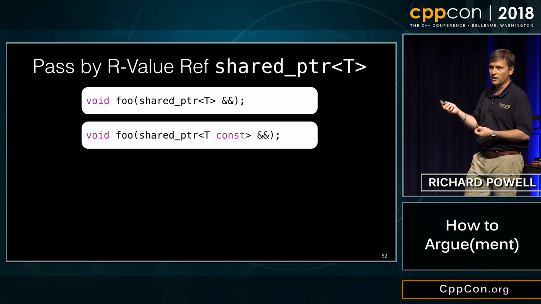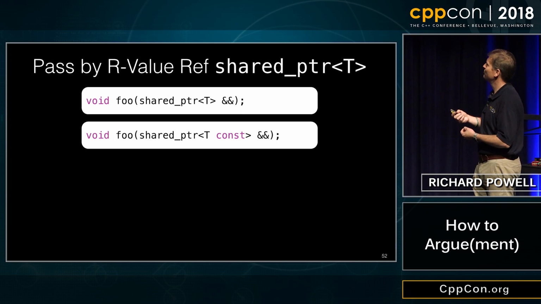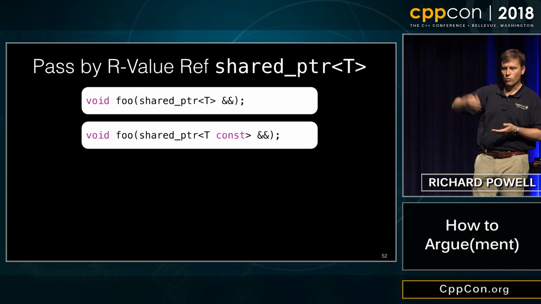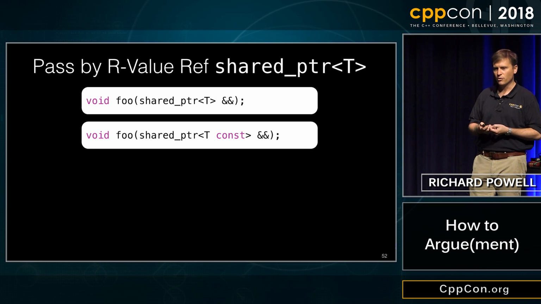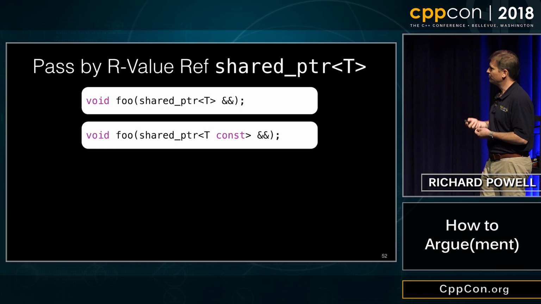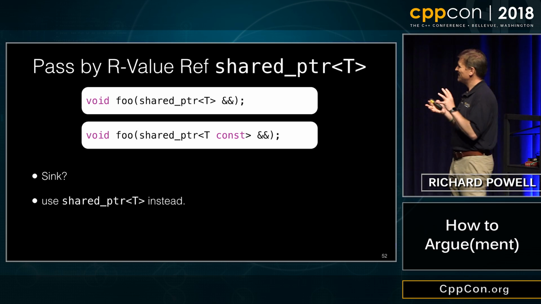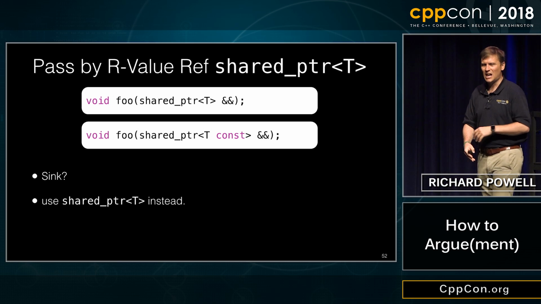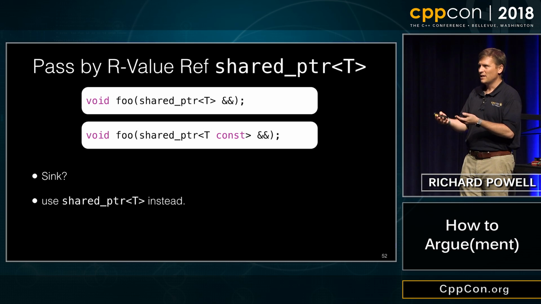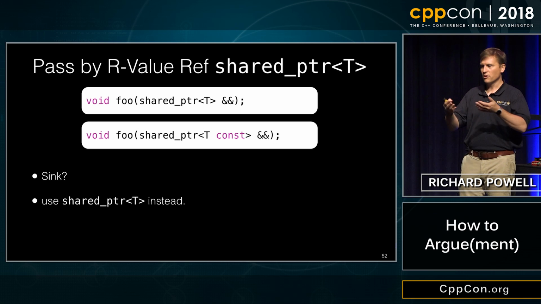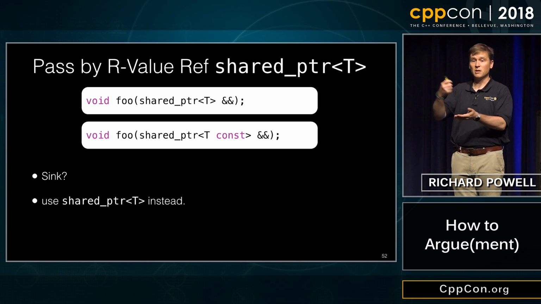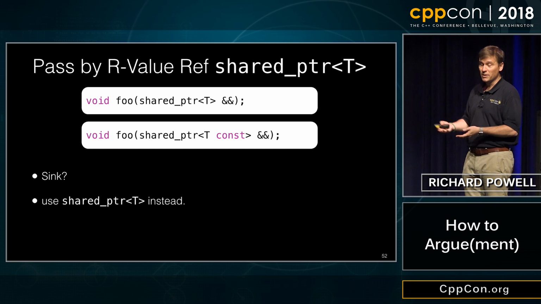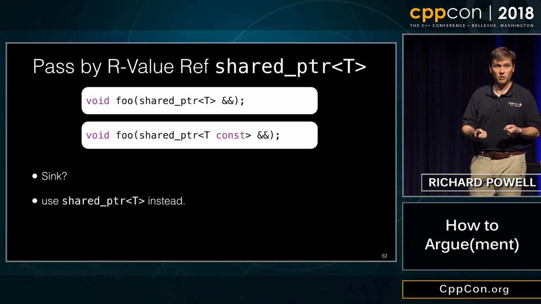So passing by R value to shared pointer. Again, this is similar to the, am I forwarding something along? I might be taking ownership of it. But is this a sink? I'm not sure exactly the way to express it. If you wanted to do this, you would probably, as a caller, either say I'm taking it by shared pointer, or I'm taking it by const ref. Probably you would say taking it by shared pointer itself.